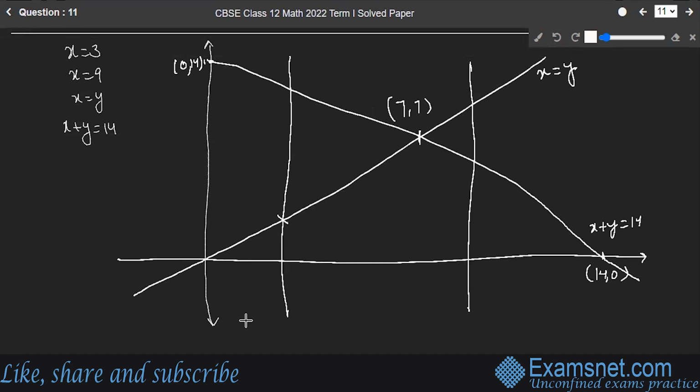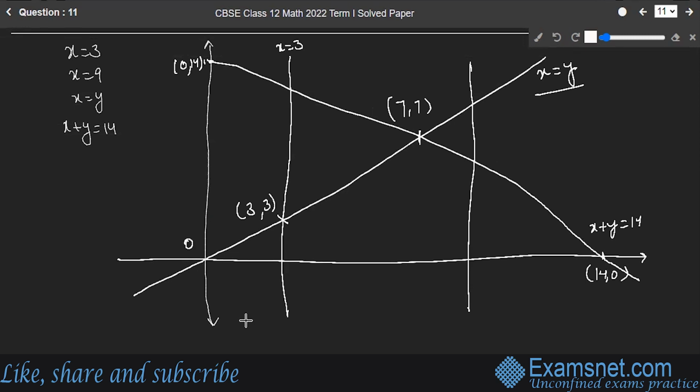The second one over here. This was the line x is equal to 3. So x coordinate is 3. And see, this is also falling on the line x is equal to y. So if this is 3, the y is also 3. Hope you got that. Let's name these points.